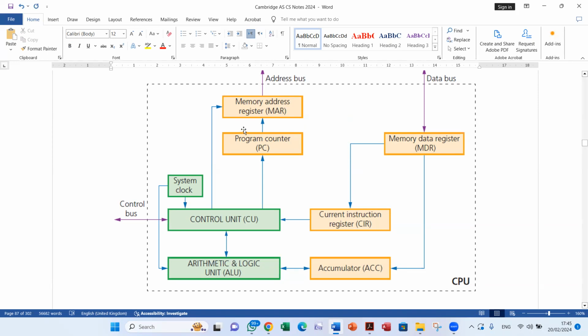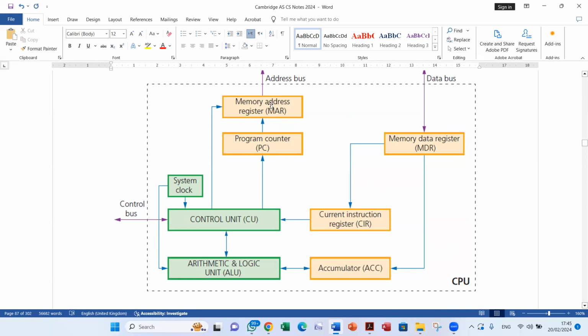Okay? We know that the memory address register, MAR, is just connected to the address bus. We know that the memory data register, MDR, is just connected to the data bus. We know that the program counter holds the address of the next instruction. So the cycle goes like this. Again, let us say now the fetch cycle. The program counter contains the address of the next instruction. The program counter is copied to the memory address register.